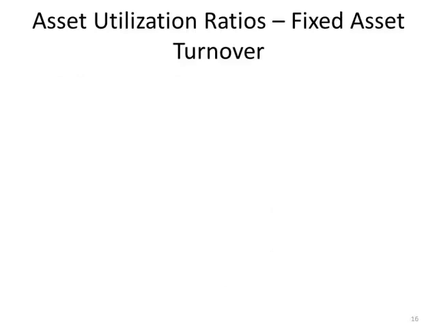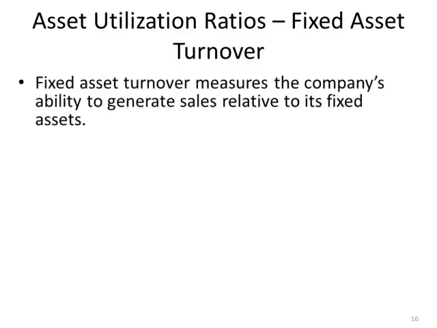Asset utilization ratios, fixed asset turnover. So the next set of ratios we'll talk about are called asset utilization ratios. Now from the name you can probably infer that what this means is that we're looking at how a company uses its assets, and in some cases how well they use their assets. So the first ratio we'll talk about is called the fixed asset turnover.